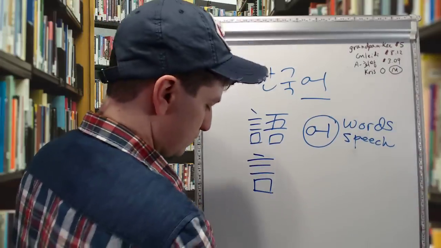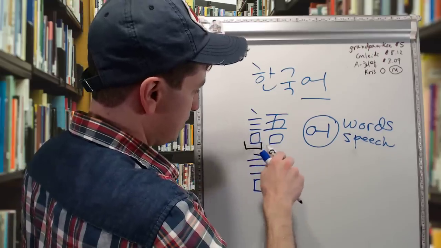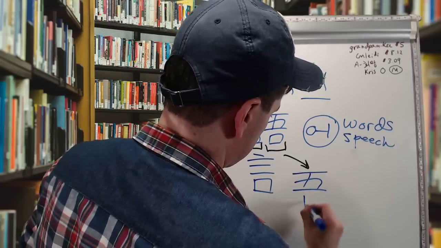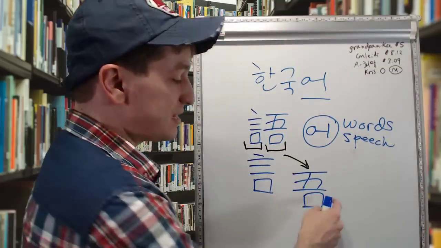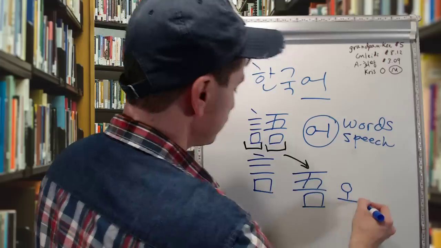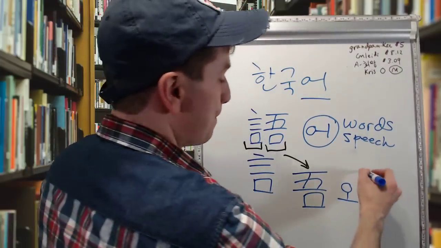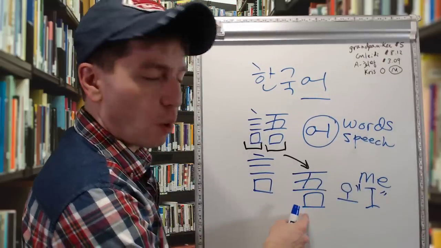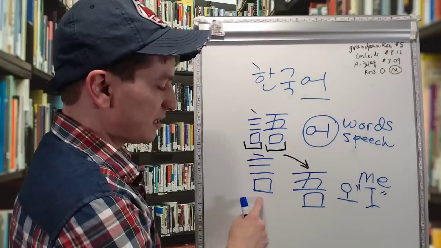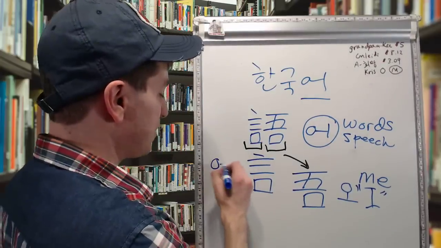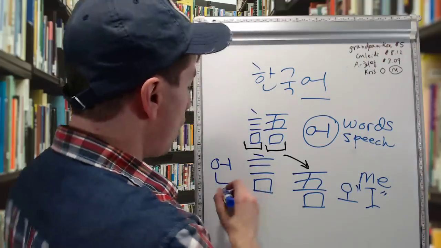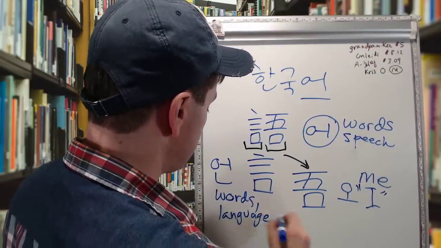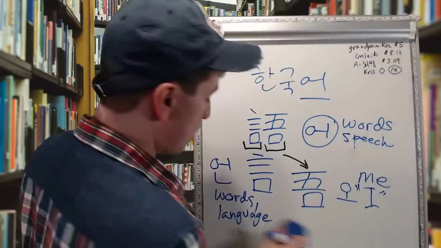This, which you can see right here. And this one, which I'll put over here. And this. This character's sound is originally oo. And this character means me. I. And it's from Chinese. Originally, this is a character that's pronounced as on. On means words or language like that. Like words or speech, like talking.